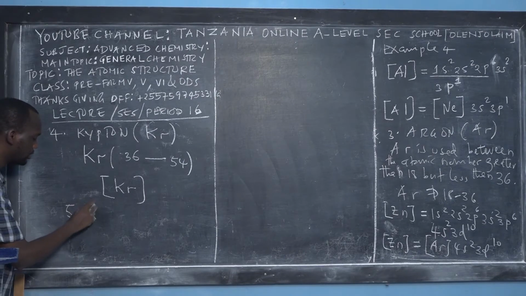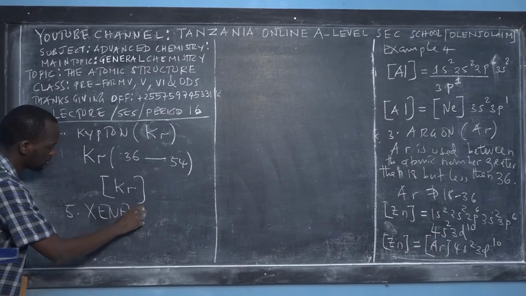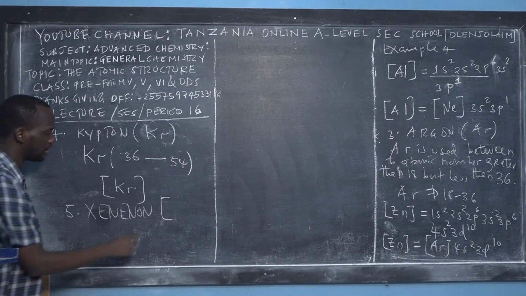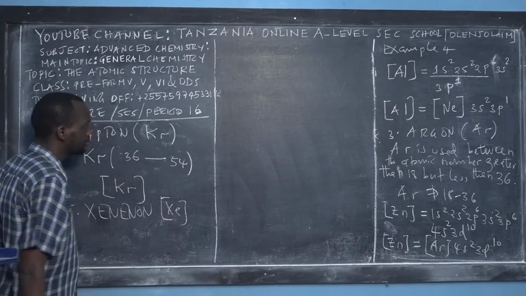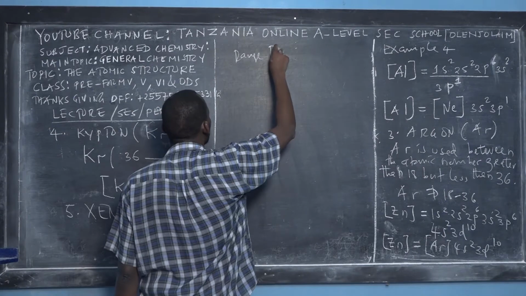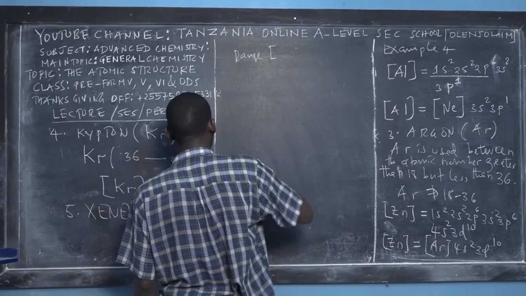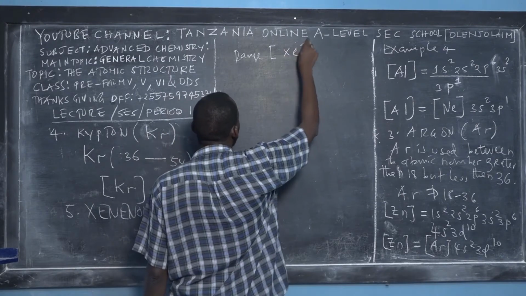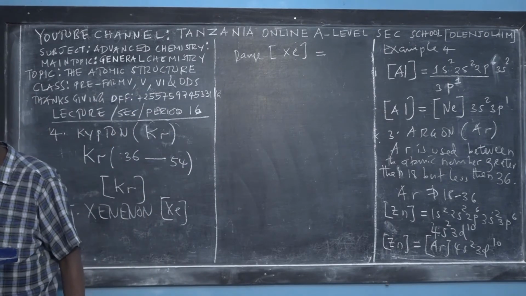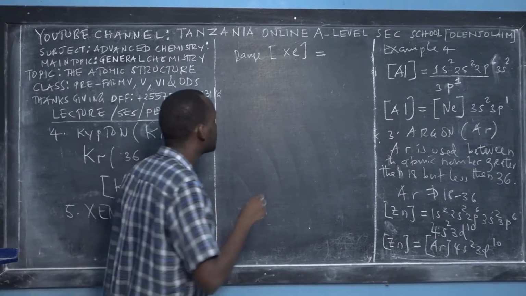The next one we call xenon. The symbol for xenon is Xe. So the range of xenon is 54 to 86.